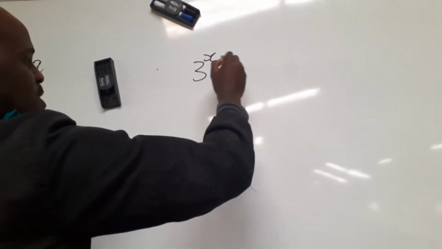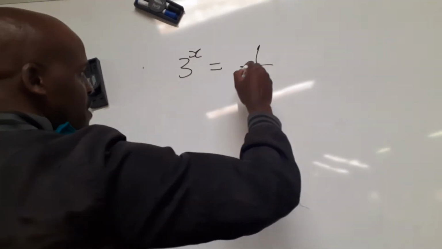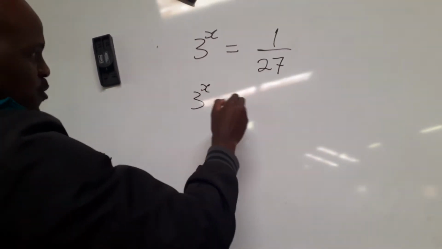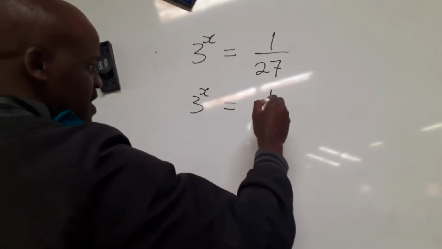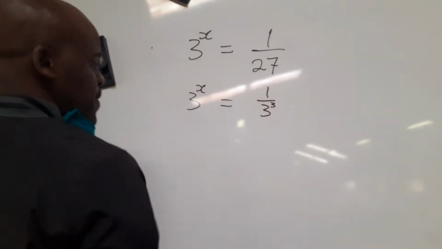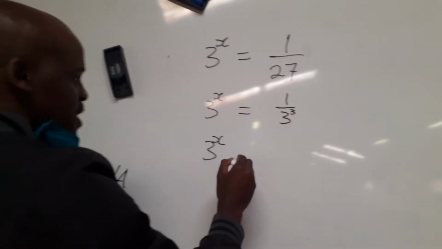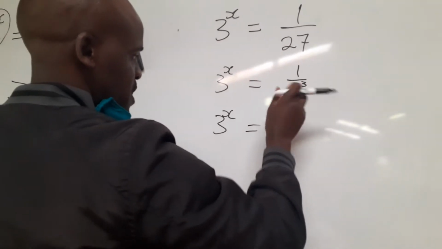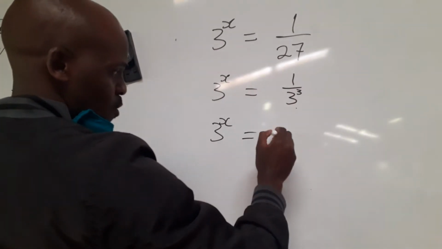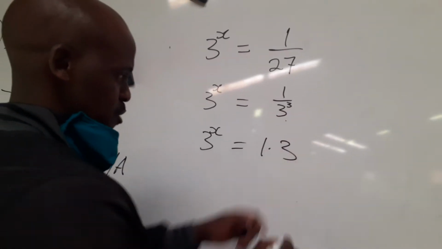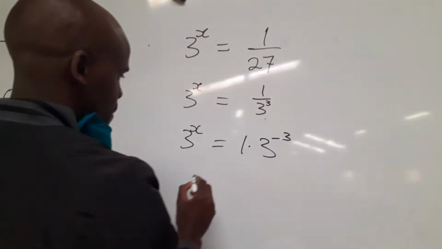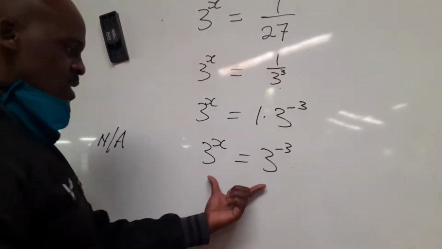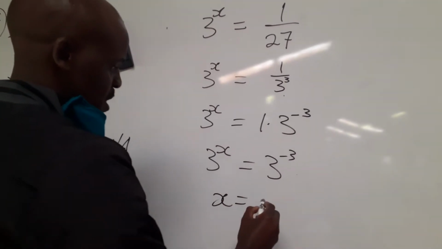3 exponent x is equal to 1 over 27. Again here, it's 3 exponent x, we change that, it's 1 over 3 exponent 3. 3 exponent x will be equal to, we take that 3 to be a numerator, so it's 1 times that. Once you say 1 times 3, the exponent will change to be negative, which means 3 exponent x will be equal to 3 exponent minus 3. The bases are the same. We can now equate exponents.